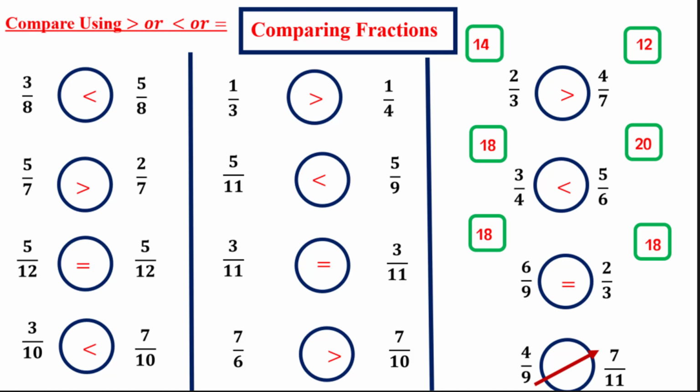9 times 7 equals what? Equals 63. And 11 times 4 equals what? Equals 44. Now 44 is less than 63. We will write less than here: 4 over 9 is less than 7 over 11.